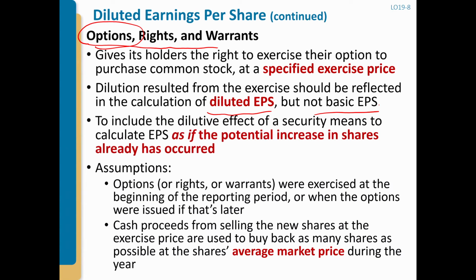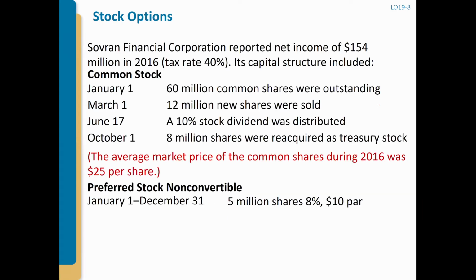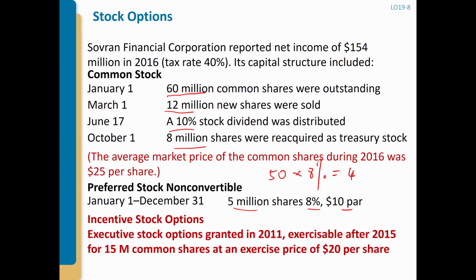Let me use the example to talk about the measure. This is still the example we have. Remember we have 16 million shares, and we issued 12 million more shares, and then we had the stock dividends, and then we purchased back 8 million shares. Then we have this preferred stock: 5 million shares, 8%, $10 par. So total par value is 50 million, times 8%, we get $4 million. That will be the dividends to preferred stock every year, the annual dividends amount.